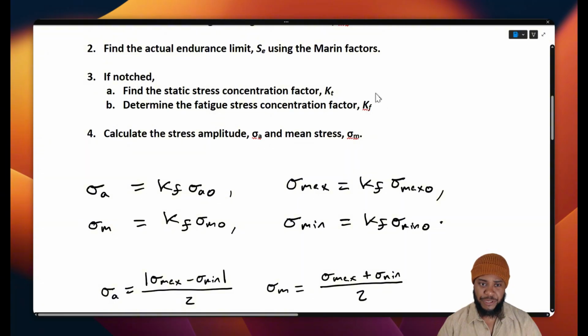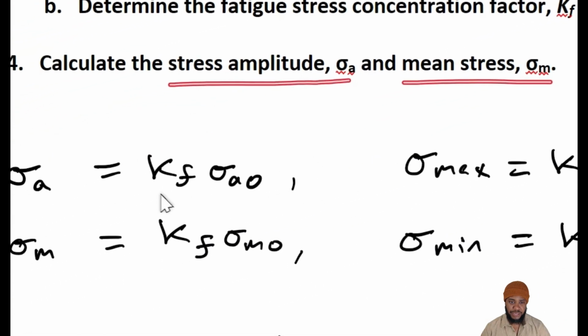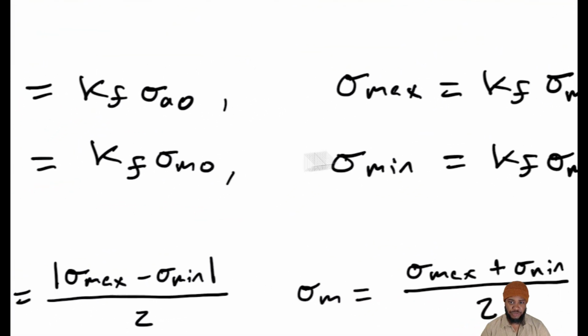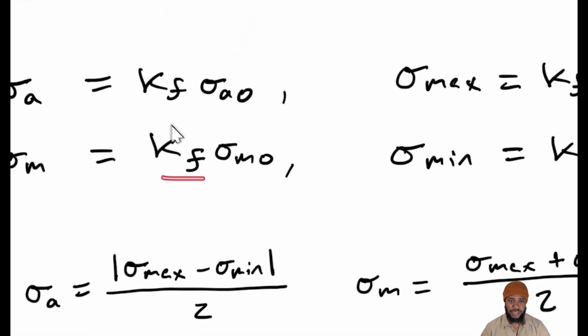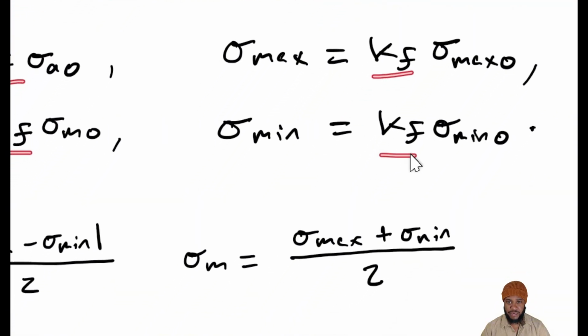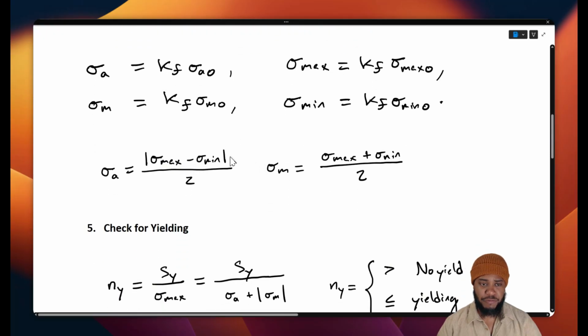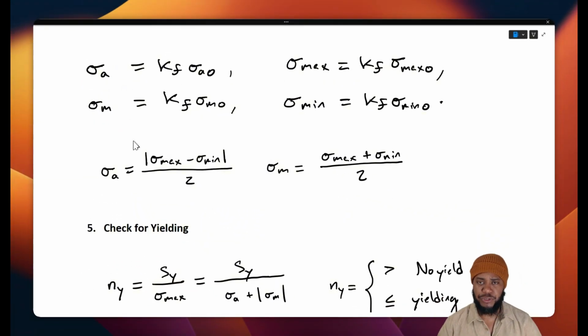Once we've done that, we can then calculate the actual stress amplitude and mean stress, including the effect of the stress concentration. And so stress amplitude, mean stress, max stress, min stress, all of the stresses that are relative to zero are increased by the value of Kf, that fatigue stress concentration factor. Now, we're finally at a point where we have the stresses that are relevant to our geometry. Now we can start to do a series of tests to see if our part has cycles to failure that matter.